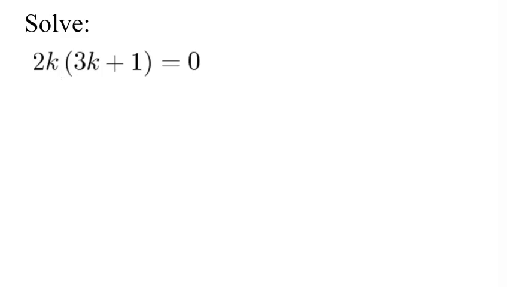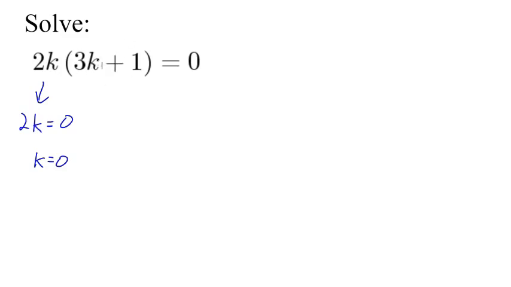This one looks a little bit different. We have 2k times 3k plus 1 equals 0. Well, let's see, this 2k here, if that equals 0, well, we could divide both sides by 2 and get k equals 0. So there's one of our solutions. If we replace both k's with 0, we'd have 0 times 1, and that does equal 0.